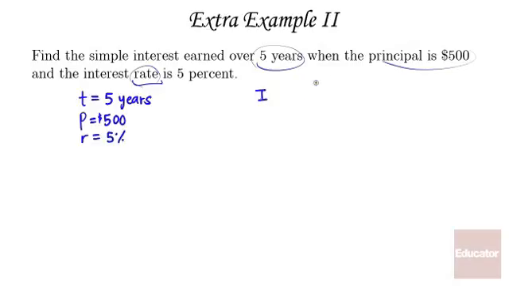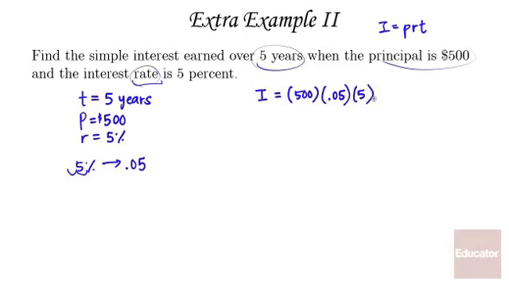Okay, well the simple interest equals the principal, PRT, 500 times R, which is, again, 5%. Change it to a decimal, so it's going to go from here, 1, 2, 0.05. And then time. How many years? 5 years. So $500 times the rate 0.05, and then for 5 years.